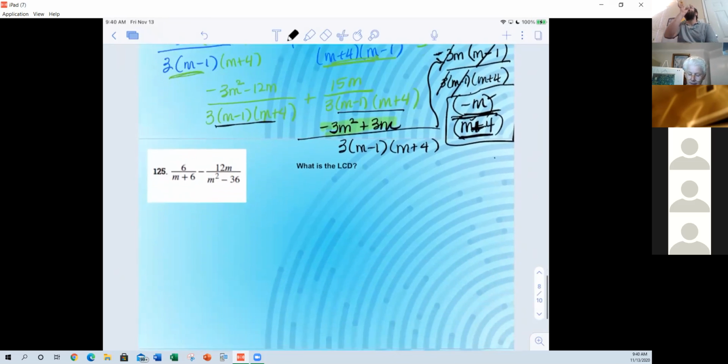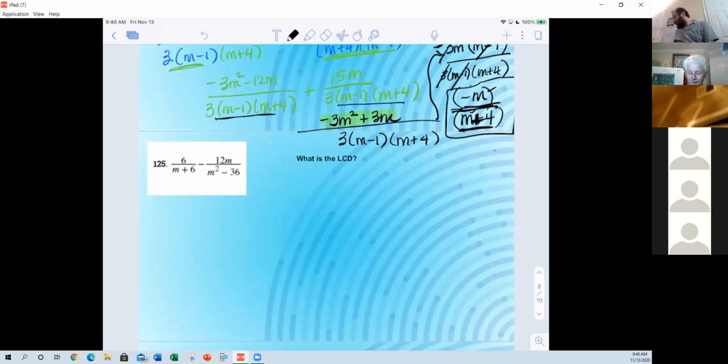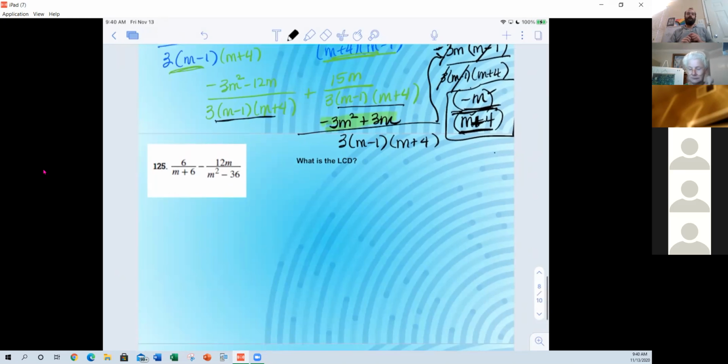Okay, so let's look at 125. It's all right, Miss Watson. I'd like to give this one a crack. Oh, I'd love it. Awesome. Okay. 6 over m plus 6 minus 12m over m squared minus 36. So for the denominator, we can go ahead and factor m squared minus 36, which should come out to m plus 6 and m minus 6. Yep. We can just rewrite that as 6 over m plus 6 minus 12m over m plus 6 and m minus 6. Okay, so what's the LCD? m plus 6 and m minus 6? Yes, it is m plus 6, m minus 6.